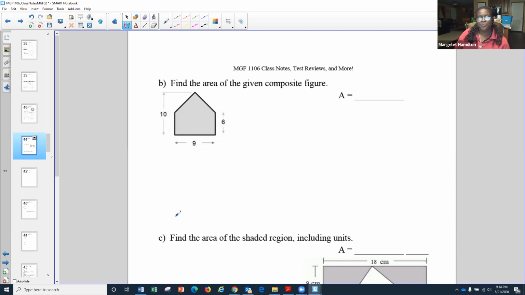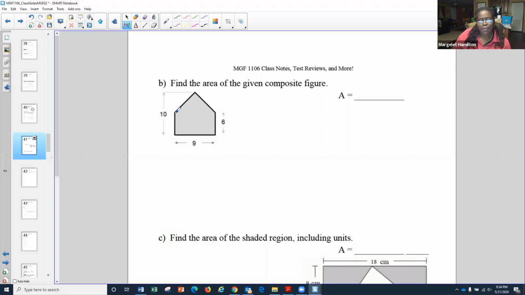All right. So now let's look at it. It says find the area of the composite figure. So again, here we have this figure. When you look at it, you have to train your eye to see what figures you have there. What are you looking at? When I look at this, I see a rectangle and a triangle. I'm sure you saw that too.